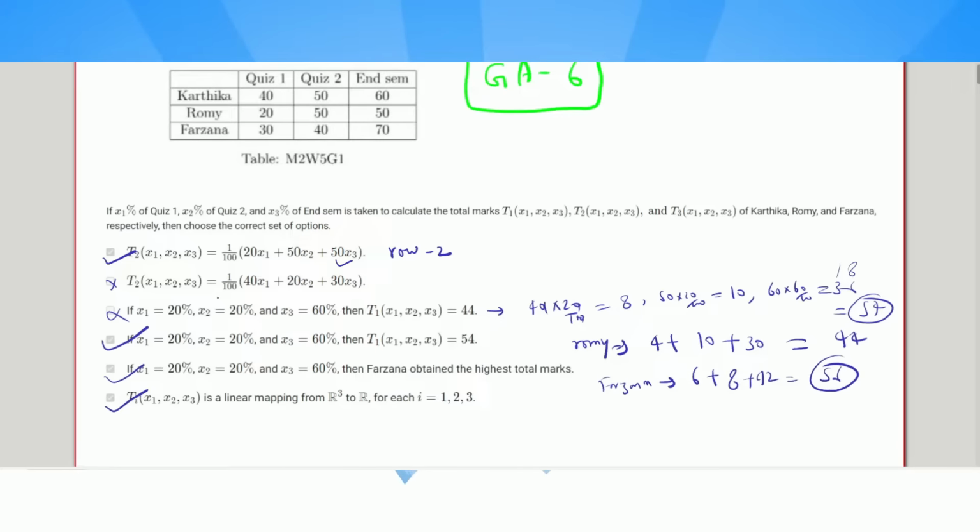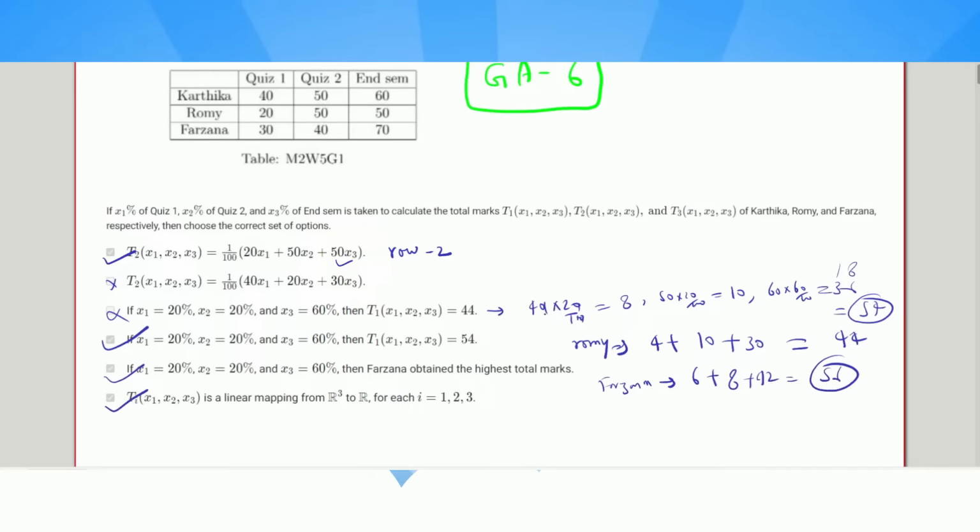Then the next is wrong. Obviously first is correct, so this one will be wrong. Next is saying that x1 is equal to 20%, x2 20 and x3 60%. Then T1 of x1 x2 x3 will be 44. Let's see here. T1 represents the Karthika marks.